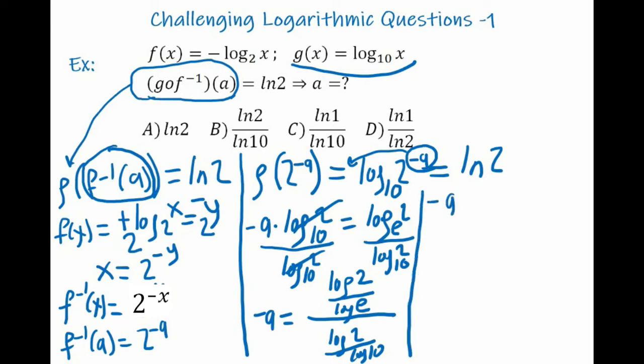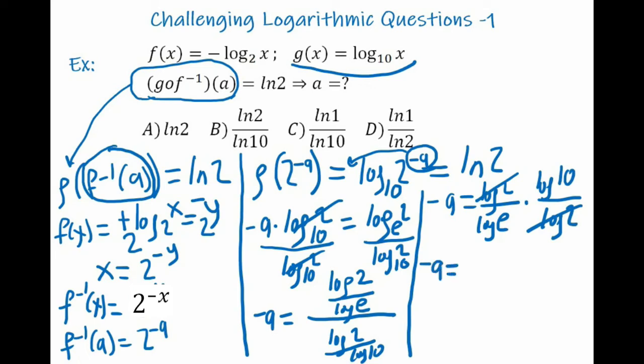So negative a will be logarithm of 2 divided by logarithm of e times the second fraction, which is going to be multiplied, but it's going to be written as following. Logarithm of 10 divided by logarithm of 2. These are gone. So we're going to have negative a as logarithm of 10 in base 10, which is what? 1. It's going to be 1 divided by logarithm of e.